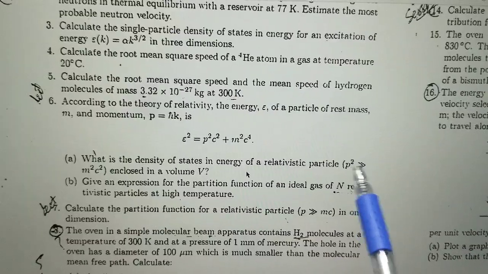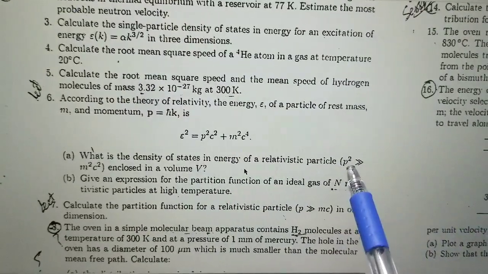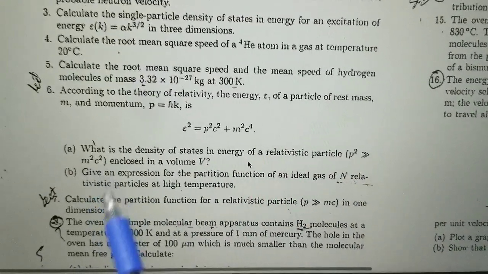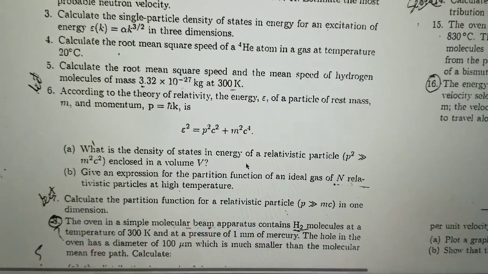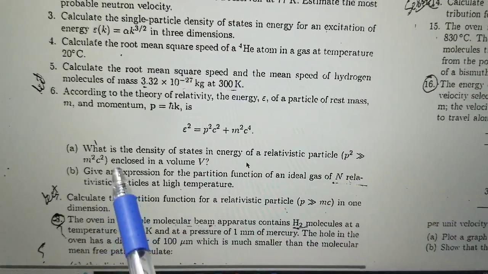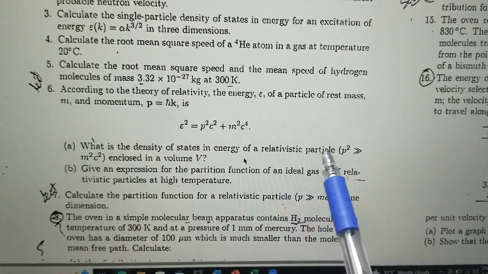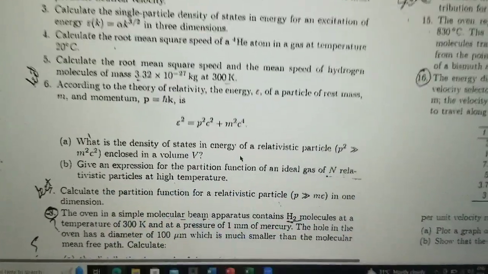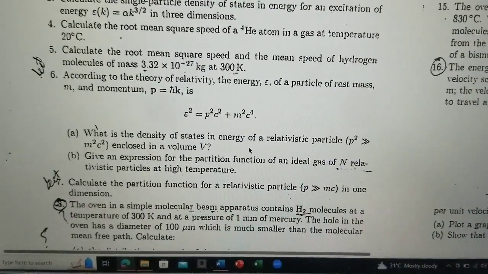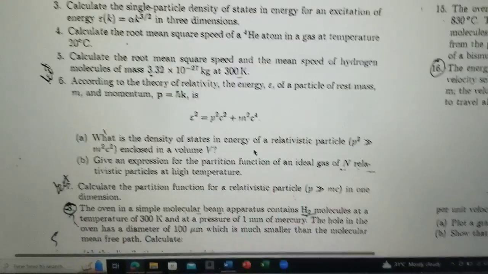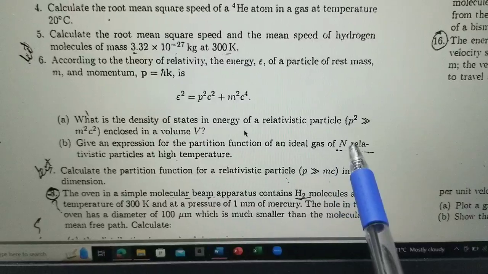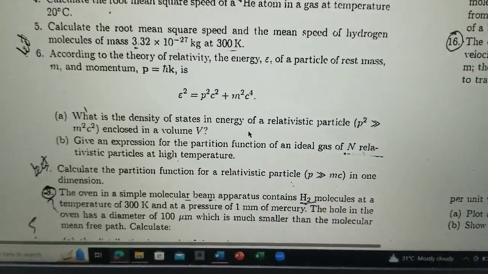We are given this approximation, that p squared c squared is very much greater than m squared c squared. So we can use this approximation while solving for the density of states. What is the density of states in energy of a relativistic particle enclosed in a volume V? So in part A, we simply have to find the density of states in terms of energy using this approximation, while in part B, we are told to find the partition function of an ideal gas of N relativistic particles at high temperature.